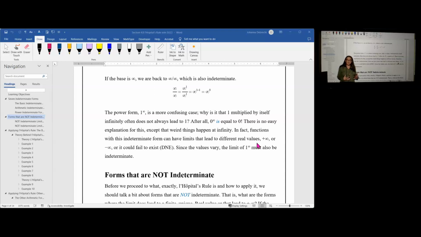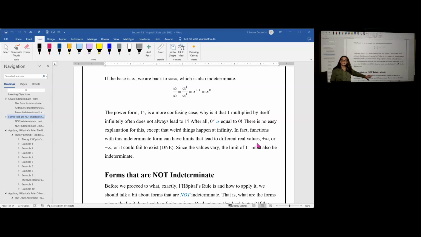There's no easy way to explain it except to work examples where the limit of the form 1 to the infinity comes out to different values, which establishes that it must be indeterminate. The best I can say is that when you're starting with a non-zero number and you're repeating multiplication infinitely often, weird things can happen.